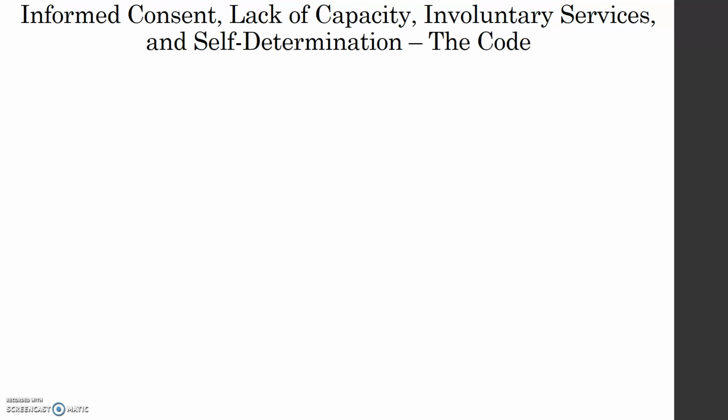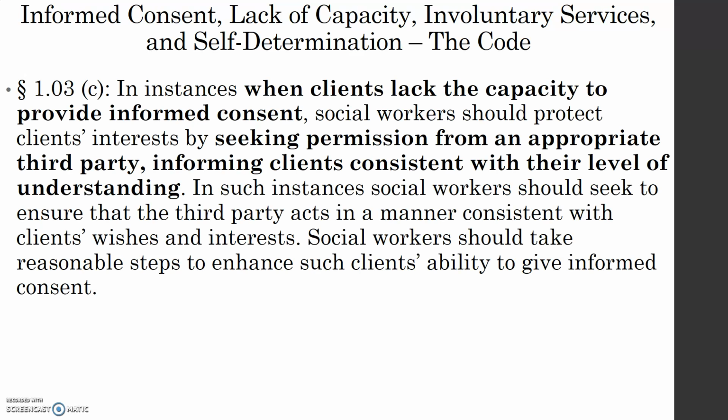There are going to be some cases where it is hard to get informed consent, when clients lack capacity to provide informed consent. They're going to seek permission from a third party who is able to speak for them legally, such as a guardian. And when you're trying to get informed consent, we'll see this later, you have to give the information consistent with their level of understanding.